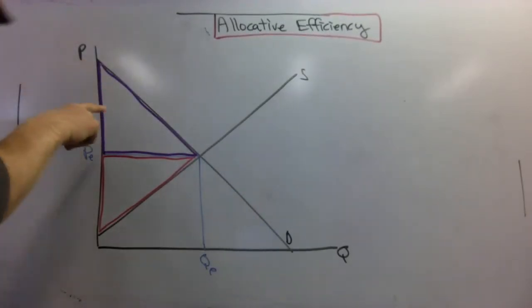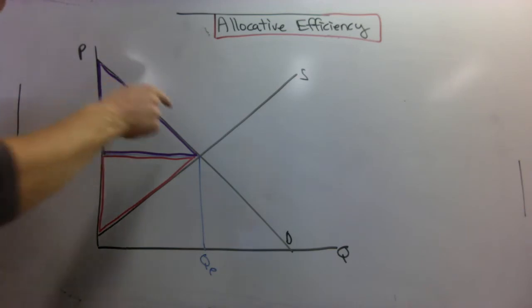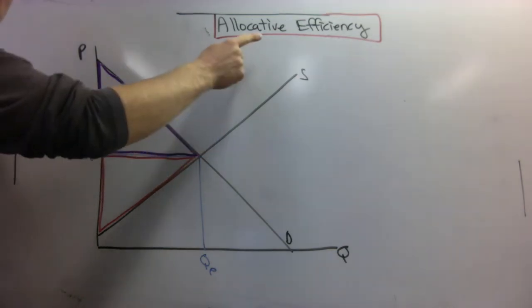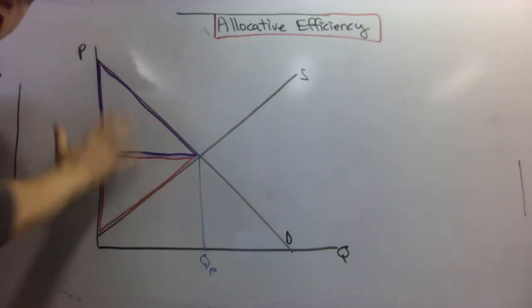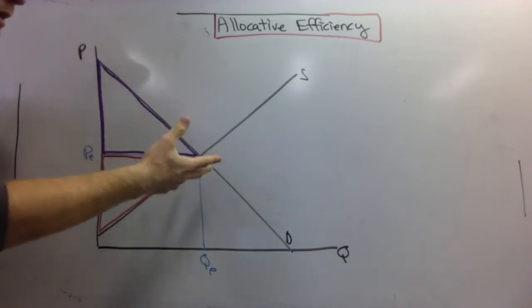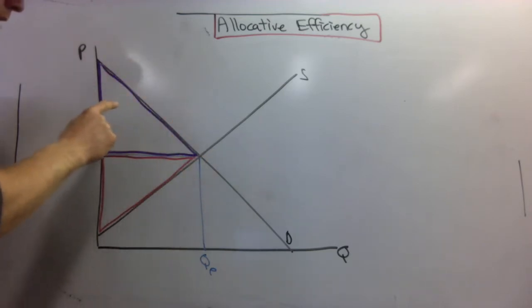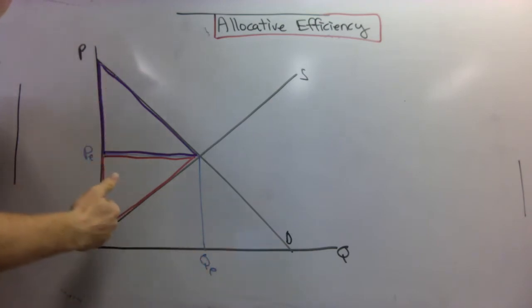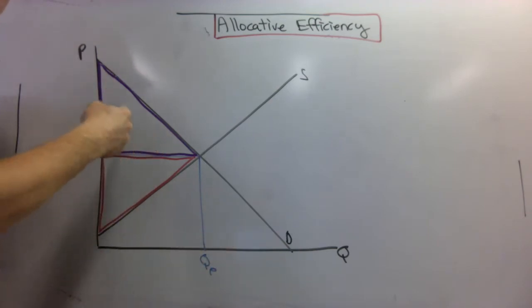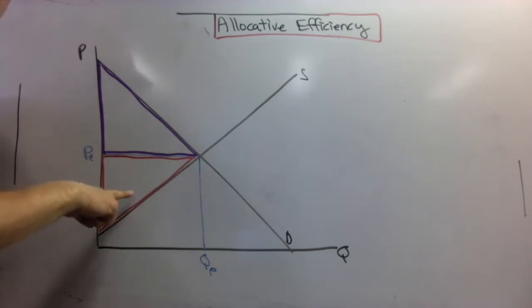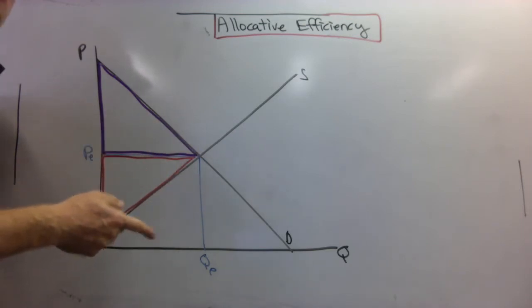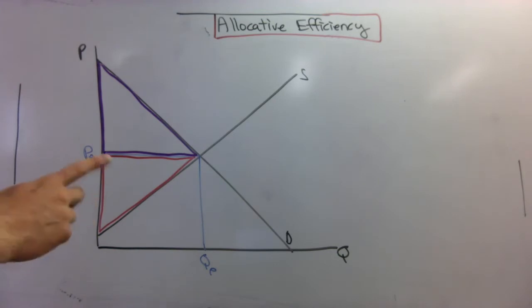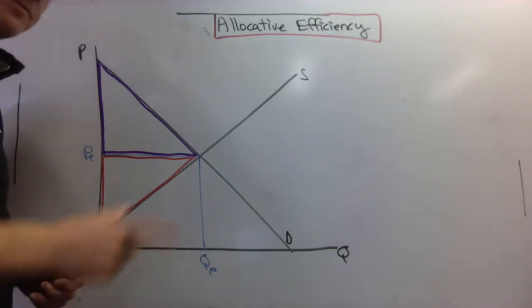So in the last video, we said that market equilibrium is where we get allocative efficiency. There's no better way to allocate resources to get output at a different quantity or a different price that wouldn't benefit consumers while harming producers or vice versa. Let's see why that is.